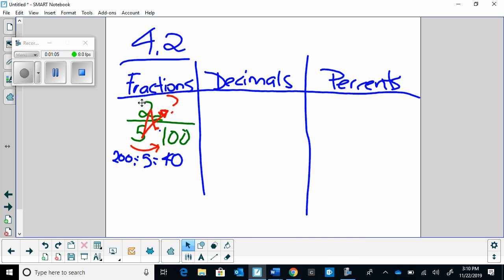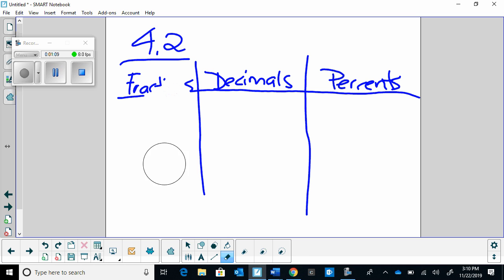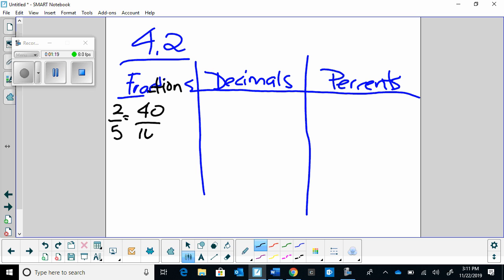So our question mark up here becomes 40. 2 out of 5 is equivalent to 40 out of 100. Now that we have it out of 100, we can jump to the percentage, and we know percents are out of 100, so it's going to be 40%.